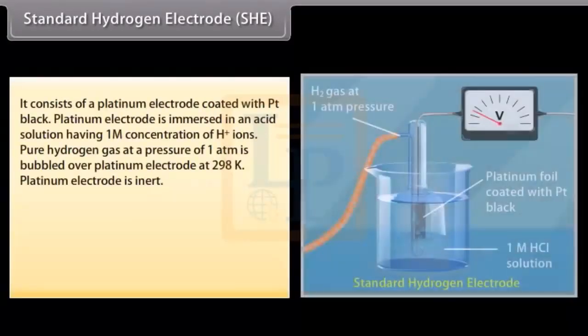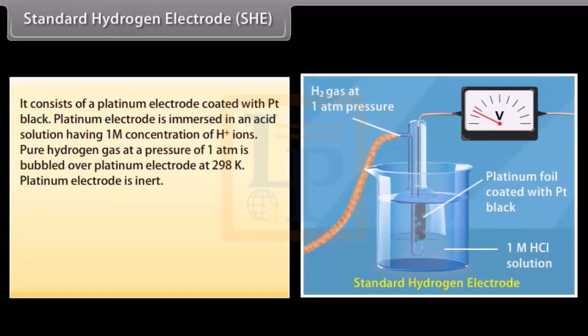Standard hydrogen electrode, or SHE. It consists of a platinum electrode with platinum black. The platinum electrode is immersed in an acid solution having 1 M concentration of hydrogen ion. Pure hydrogen gas at a pressure of 1 atm is bubbled over the platinum electrode at 298 Kelvin.